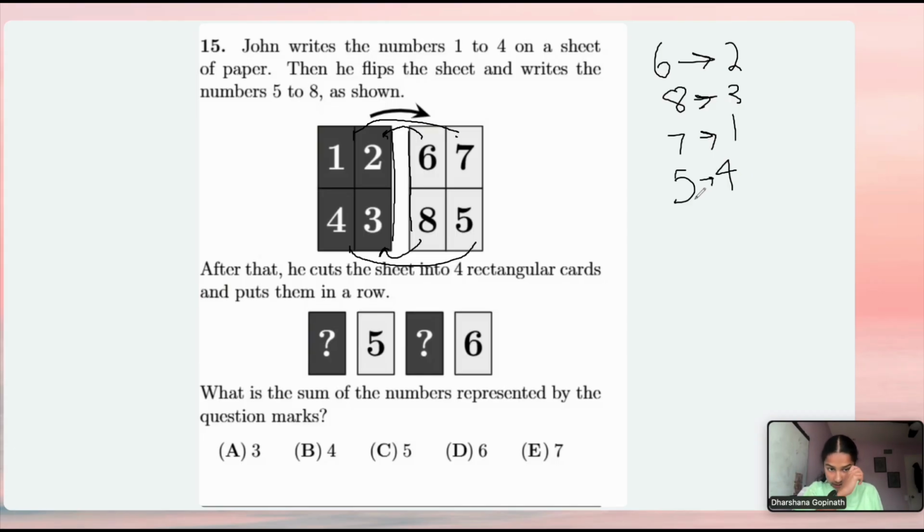So let's take a look at the cards in a row. So 5 and 6 are here, which means 7 and 8 are the only ones missing. And these cards are flipped over. So we said that 7 aligns with 1 and 8 aligns with 3. But they asked for the sum of the numbers represented by the question marks. So they're asking for the sum of 1 plus 3, which is 4. So the answer is option B, 4.